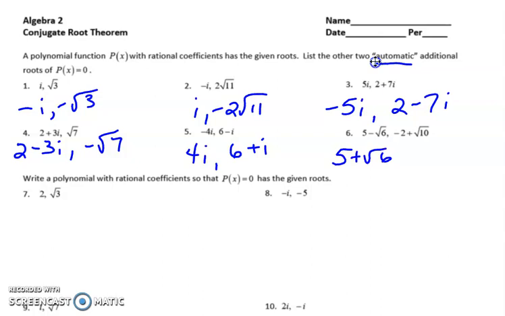If I have negative 2 plus the square root of 10, and this is where you can make a mistake, I still have negative 2, but it's minus the square root of 10. So the only thing you're changing is plus and minus signs.